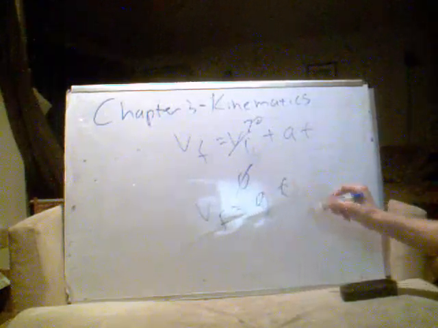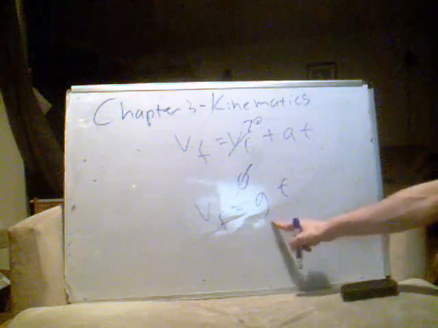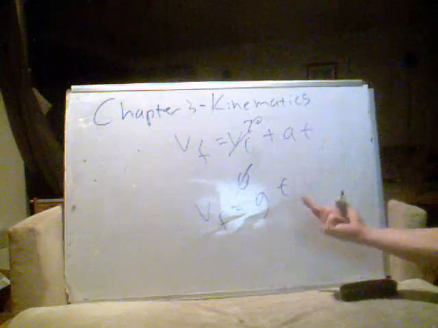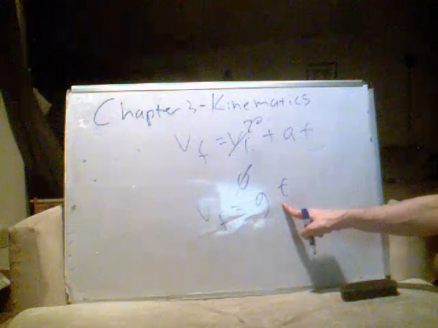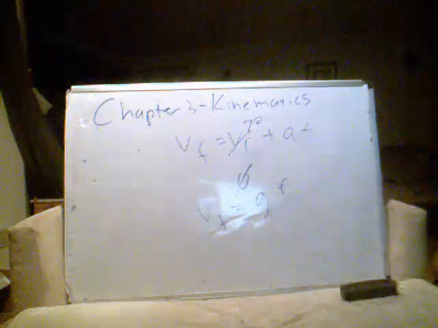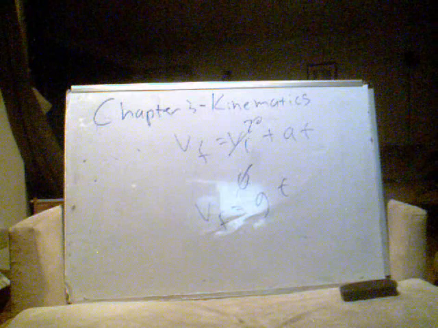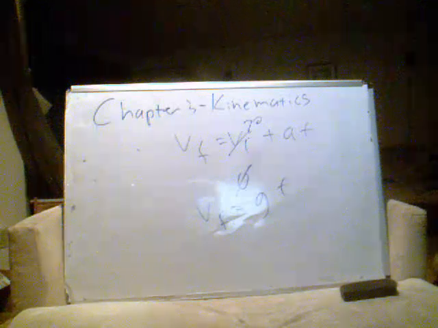Now if we said g was 10 meters per second squared, after 1 second, time 1, you would be falling at 10 meters per second. After 2 seconds, you would be falling at 20 meters per second. After 3 seconds, you'd be falling at 30 meters per second, and so on, right?